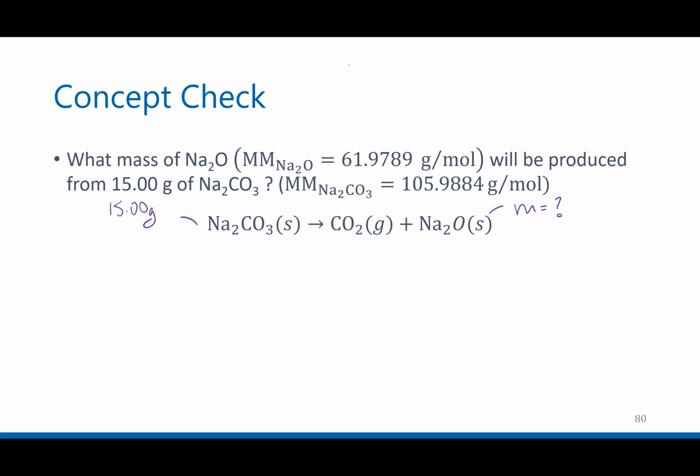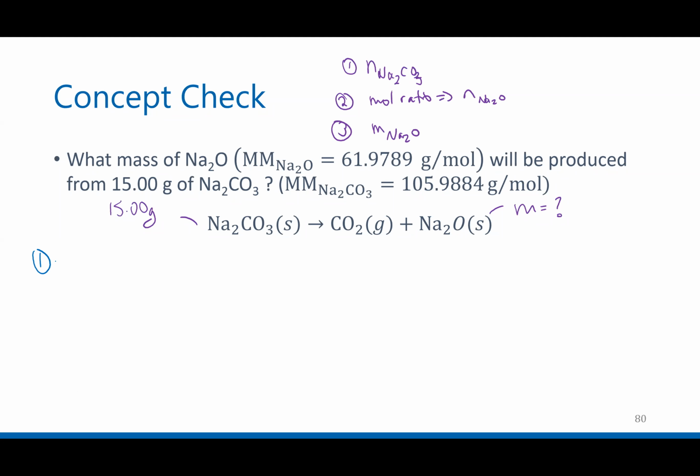So my steps are: one, I'm going to find the moles of what I'm given. Step two, I'm going to use my mole ratio so I can find my moles of my product. And step three, once I find the moles of my product, I'm going to find the mass of my product. Three steps. This would be worth maybe 3 marks, maybe 4 marks if you had to calculate your own molar masses.